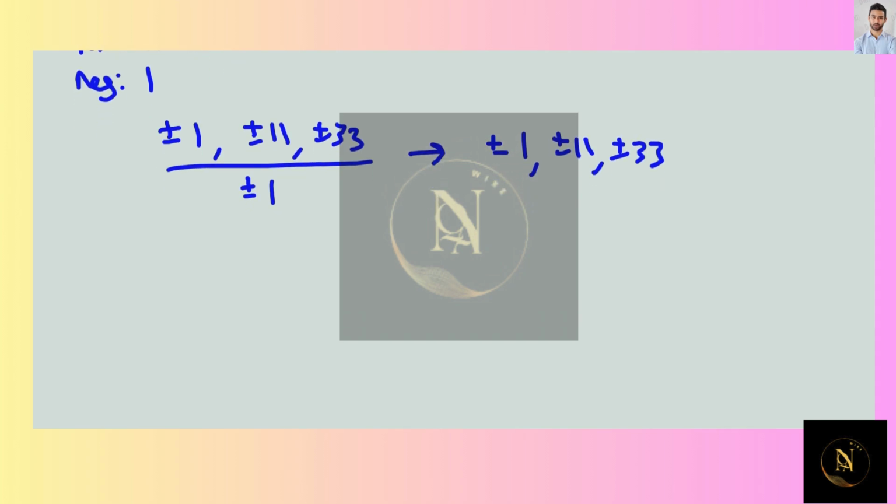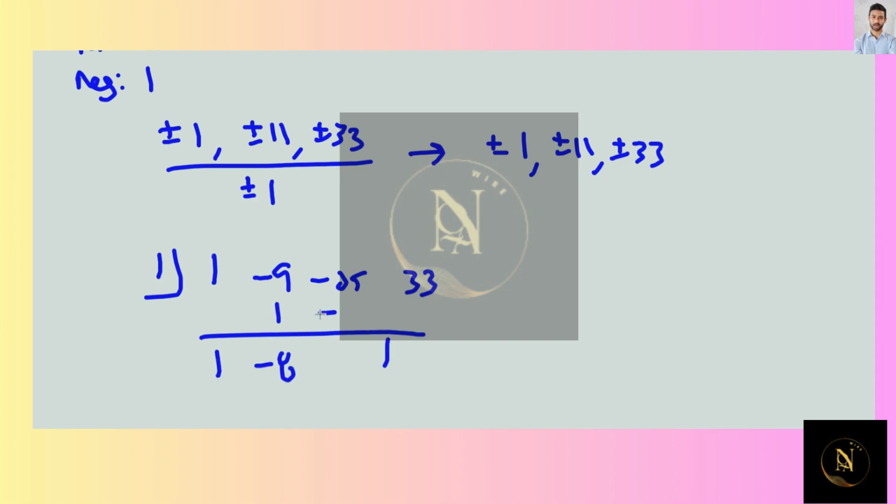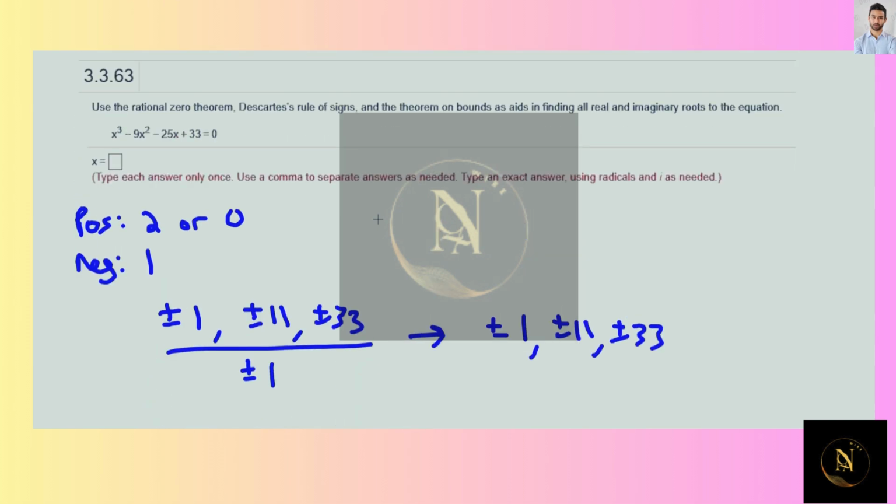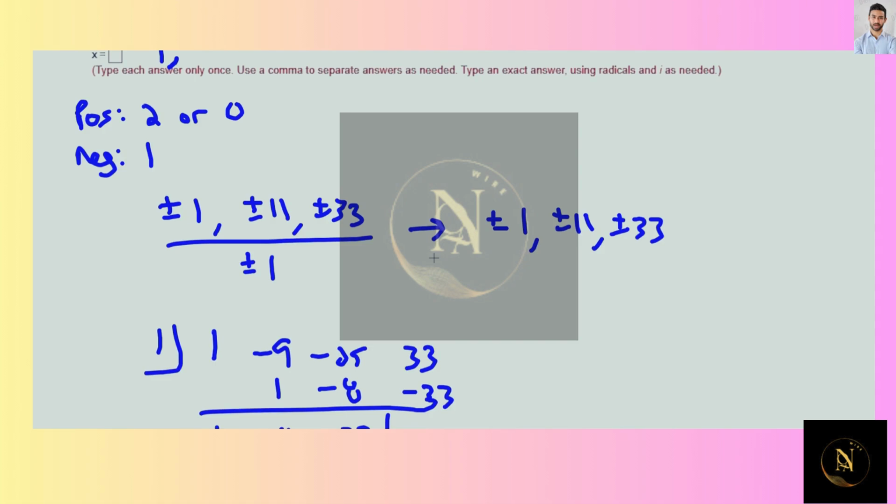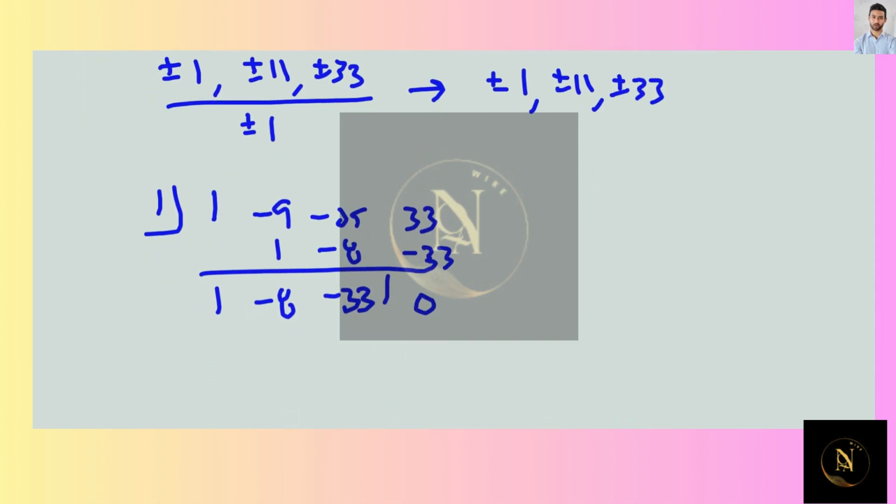Let's see if 1 is by synthetic division. We have coefficients 1, negative 9, negative 25, and 33. Drop down the 1, multiply, add to get negative 8, multiply, add, multiply, add. We get a 0. So 1 is a 0. We could check 11. That would be the next possible positive.